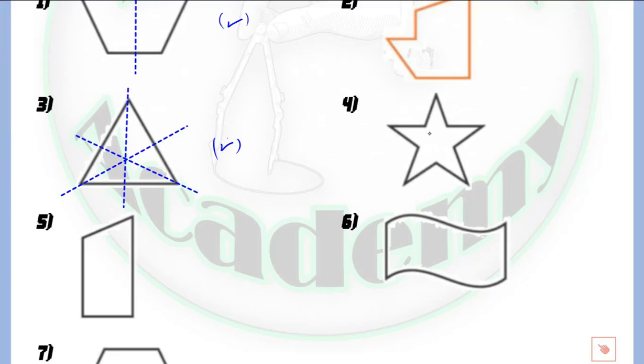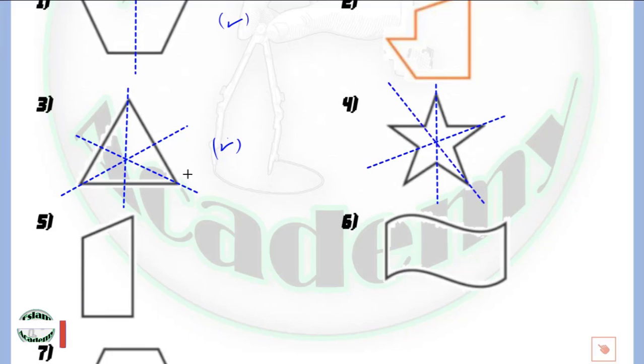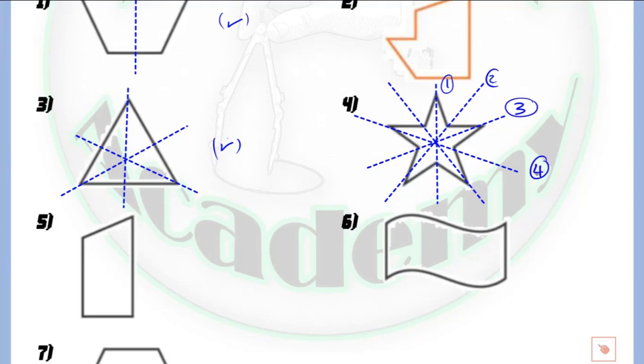In question number 4, we have a star. We can draw a line of symmetry this way. And we can draw another line of symmetry. That is the third line of symmetry that we can draw. From each vertex, we can draw a line of symmetry. Now we have 5 lines of symmetry. That is the first line, second, number 3, number 4, and number 5. So we have 5 lines of symmetry for this.